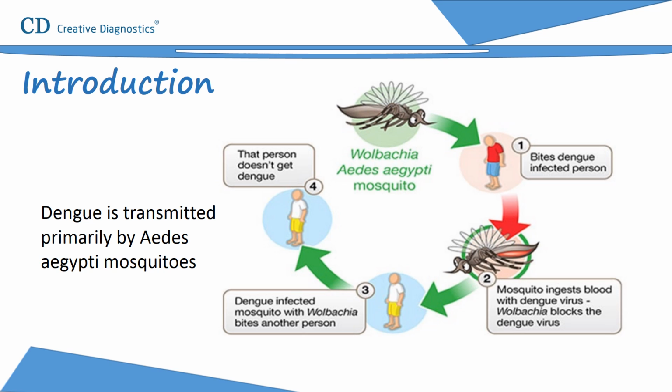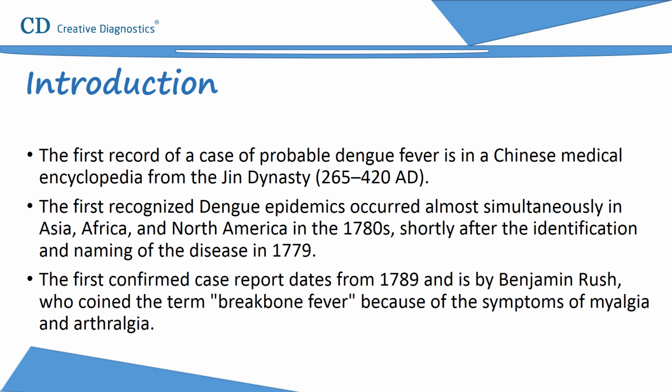Dengue virus is transmitted by female mosquitoes mainly of the species Aedes aegypti and, to a lesser extent, A. albopictus. The first record of a case of probable dengue fever is in a Chinese medical encyclopedia from the Jin dynasty, which referred to a water poison associated with flying insects.